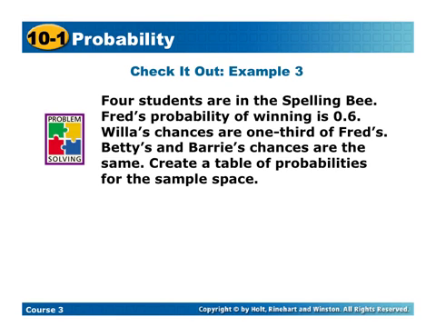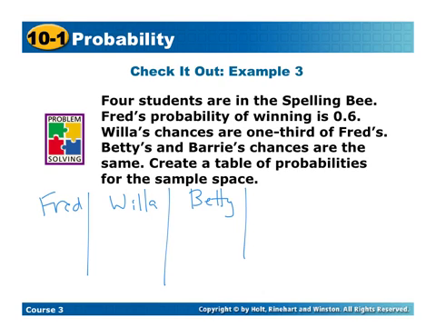So why don't you pause the video and try this last one for yourself. Okay, so here we have Fred, Willa, Betty, and Barry. Okay, so Fred is pretty likely to win. He's 0.6. Willa's is 1/3 of Fred's, so if you do 6 divided by 3, you're going to get 0.2. Those two together give us 0.8, which leaves 0.2 between Betty and Barry, and since they are equally likely, each of them, again, is 0.1.